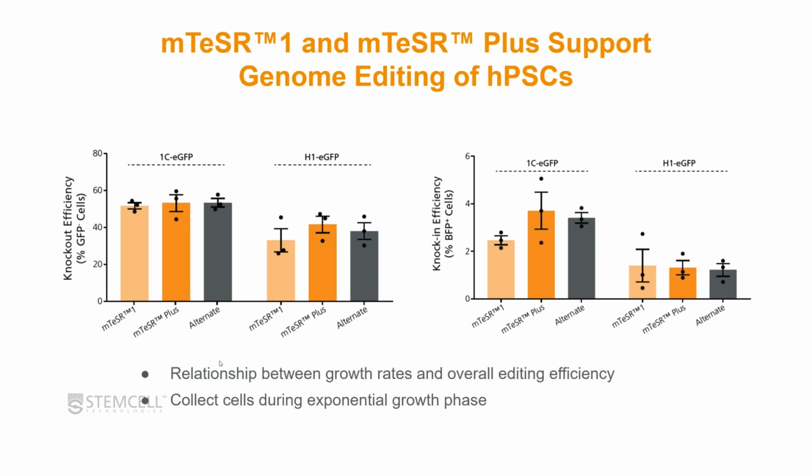One thing we noticed is that there is a clear relationship between growth rates and overall editing efficiency. And so we recommend that you collect the cells during the exponential growth phase in order to perform editing. This is typically when cells are most amenable to uptake of foreign cargo, such as the RNP.